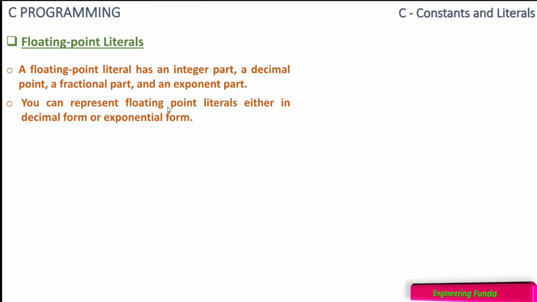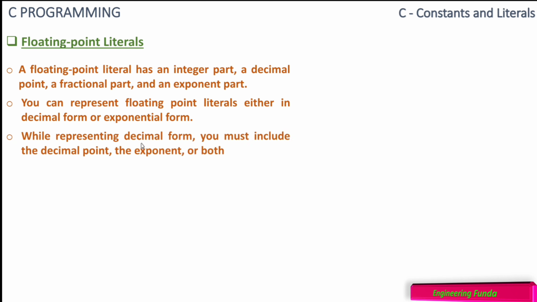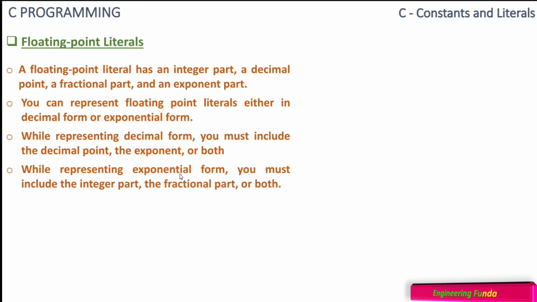You can represent a floating point literal either in decimal form or an exponential form. If you are going for the decimal form, then you are having a decimal point and the fractional part, and if you are going for the exponential form, then you are having the exponent part along with the integer part. While representing a decimal form, you must include a decimal point and the exponent part or both. Okay, so this is what we have said already. While representing exponential form, you must have the integer part and the fractional part.